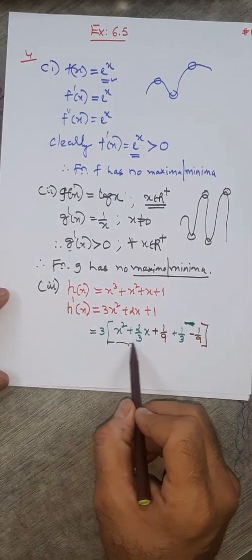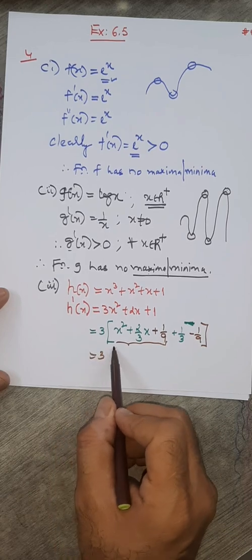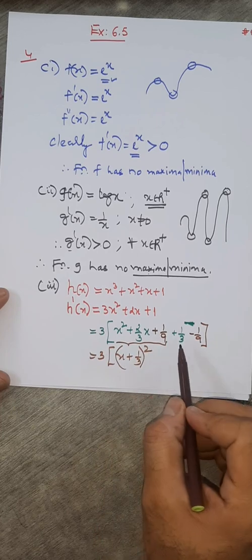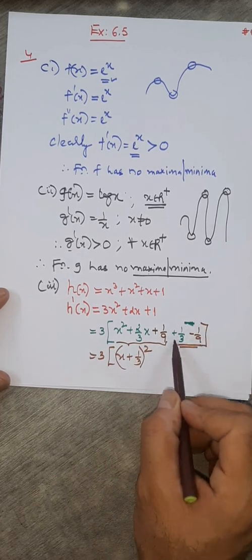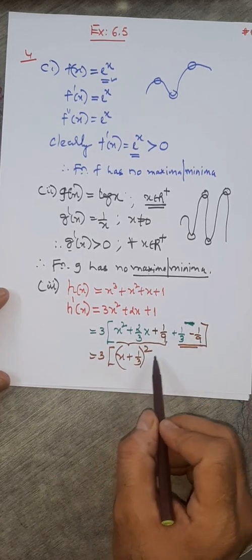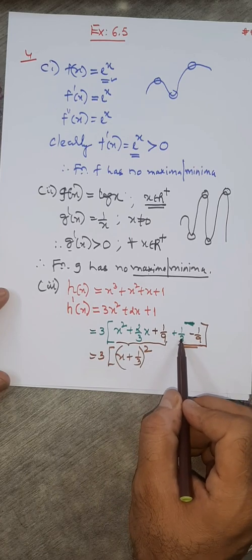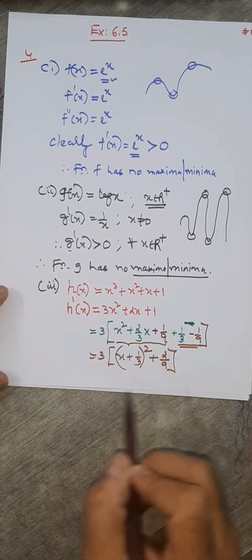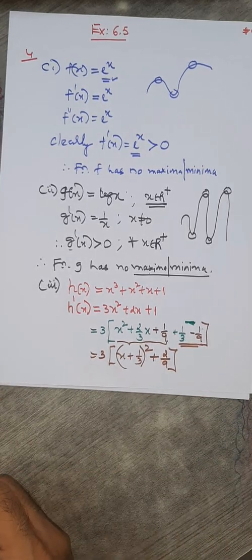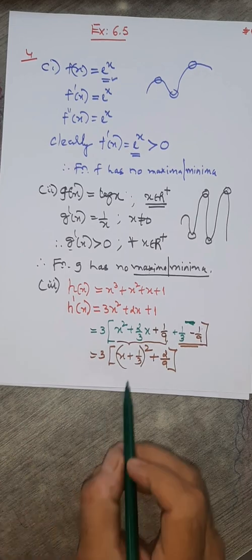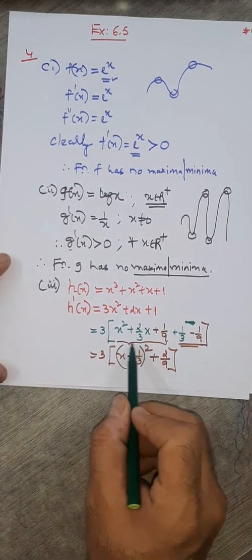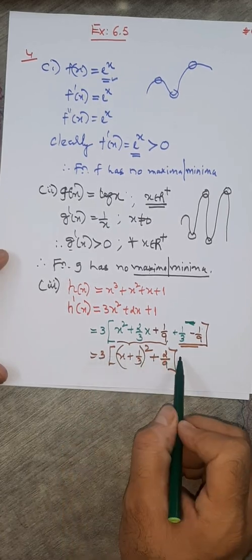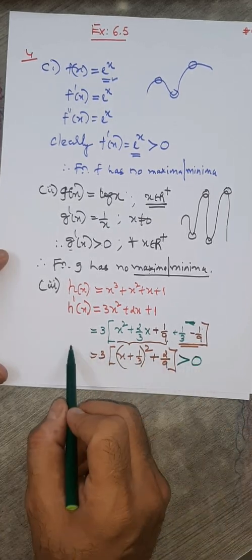Now this much is a perfect square. 3 into x plus 1 by 3 the whole square. Such things you know very well from integration. What's the simplification of this? Take 9 as LCM. So here over 9, so 3 minus 1. So you have 2 by 9. Now what about this bracket? It is always positive. Even if this is 0, it might be 0 at minus 1 by 3, but this being positive, this is always greater than 0.